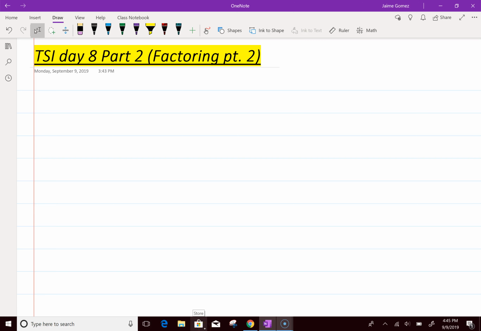TSI Day 8, Part 2, Factoring Part 2. So more factoring. In this one, we're going to factor out greatest common factors and stuff. It's a little different. So number 1, 5x minus 35. What we're trying to do is see if we can factor out anything.